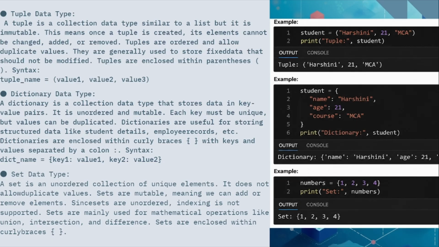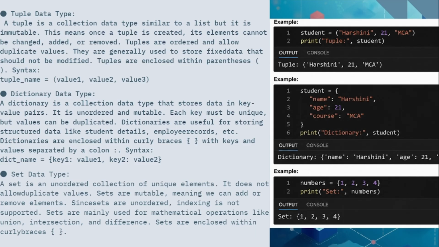Like lists, dictionaries are mutable. You can change the value after assigning, and it is unordered. Each key must be unique, but values can be duplicate. In list and tuple, you can store duplicate values, and in dictionary the values can be duplicate, but the key should be unique. Dictionaries are useful for storing structured data like student details, employee details, etc. Every structured data which you store in a table form, you can store in a dictionary.